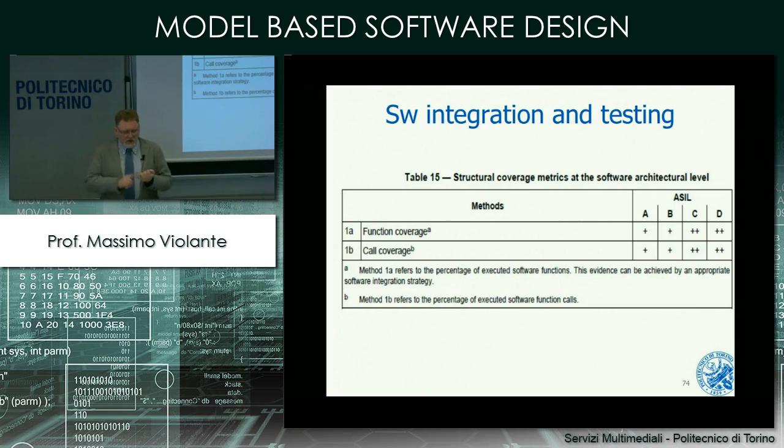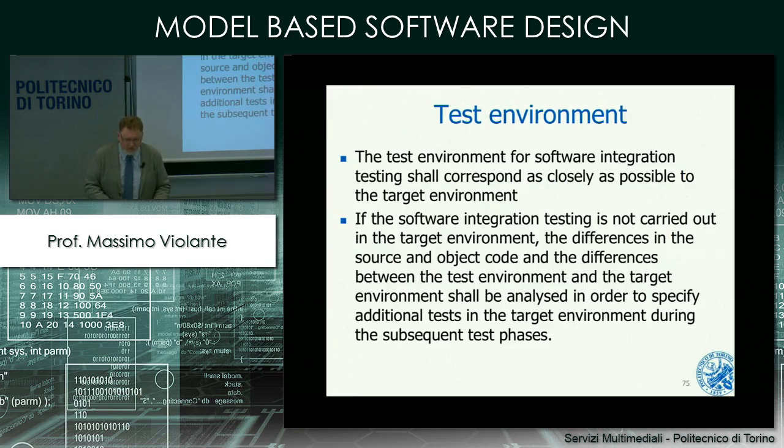So we have to check whether each function has been executed at least once, and this is the function coverage. And then we have to check whether each statement that calls a function has been executed at least once, and this is the call coverage. Again, we do test, we measure, we check the coverage. If it is not 100%, we improve the test. And again, the test environment must be as close as possible to the real environment.